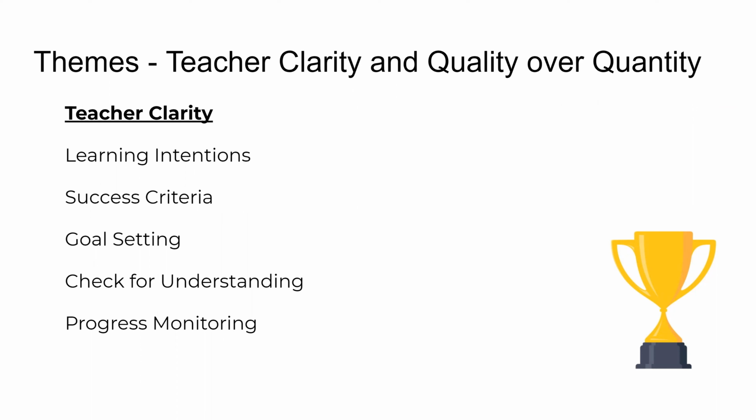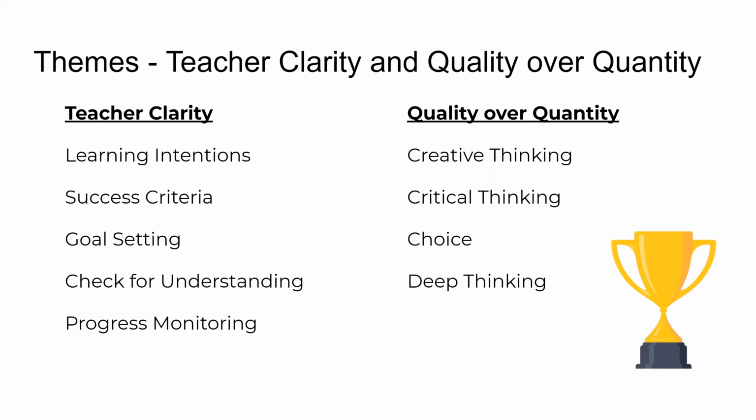So with teacher clarity, we have our learning intention, success criteria, we're doing goal setting, we're also checking for understanding as the teacher, and students are progress monitoring based on the goals that they have set. So if we're very clear about our learning intentions, we're clear about our success criteria, students are going to know what success looks like because we've explained it to them, we've given them models of that, and we've shared with them possibly a rubric for their learning as well.